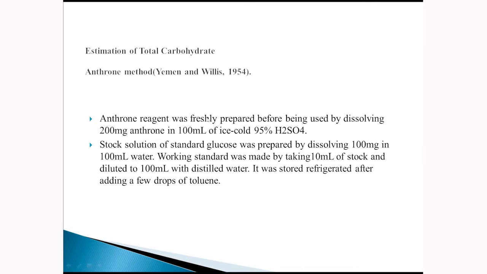So this is the method. The anthrone reagent was freshly prepared before use by dissolving about 200 milligram anthrone in 100 ml of ice cold sulfuric acid, which is about 95%. The stock solution of standard glucose was prepared by dissolving 100 mg in 100 ml of water. Working standard was made by taking about 10 ml of the stock and diluting it to 100 ml with distilled water. It was stored in the refrigerator after adding a few drops of toluene.